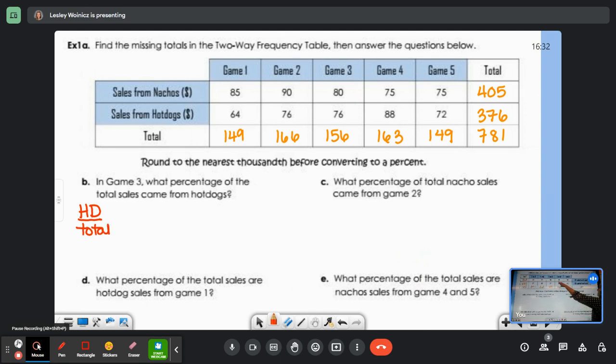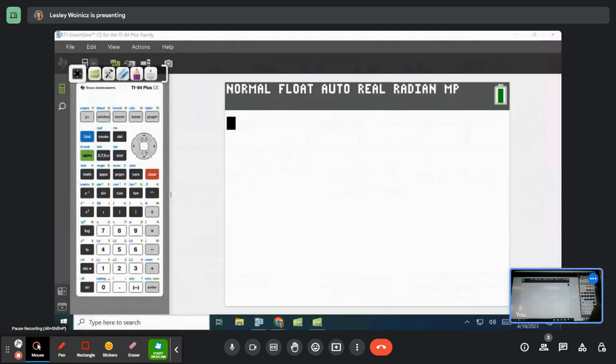So my hot dog sales are, whoops, that's 76. It's $76. And my total dollars is 166. So I have to divide 76 by 166.